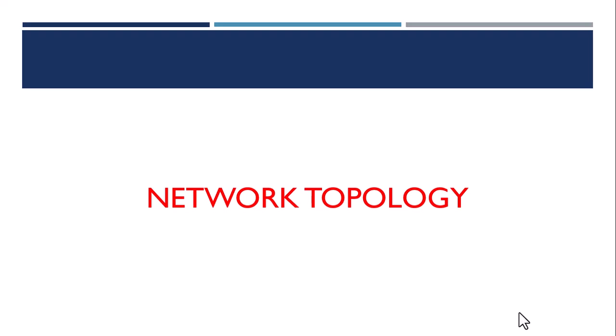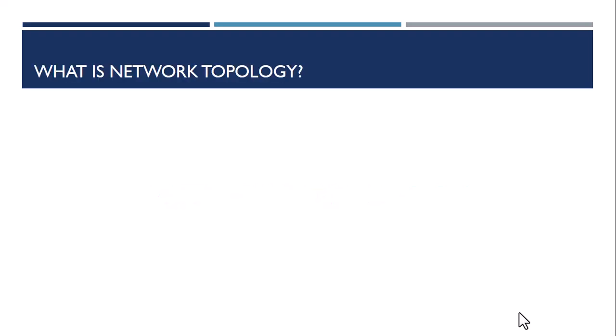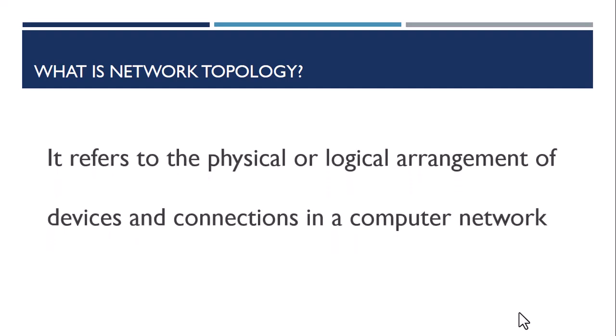In this video, we are going to talk about the network topology. What is a network topology? Network topology refers to the arrangement of different elements, that is links, nodes, etc., in a computer network. It can be physical, that is the actual layout, or logical, that is how data flows.